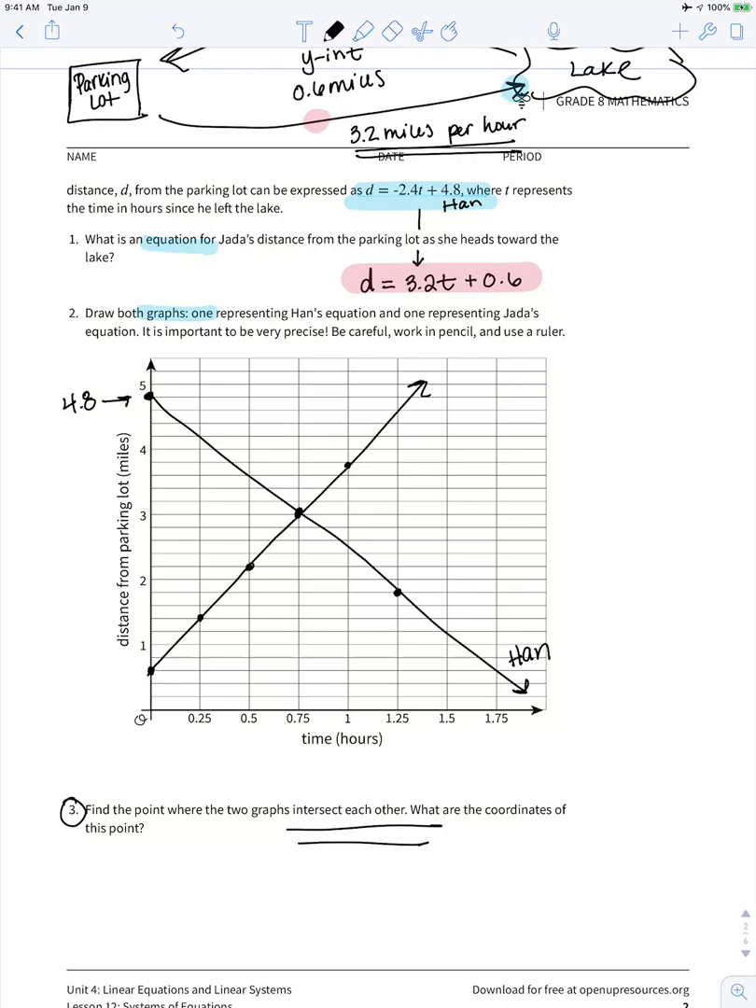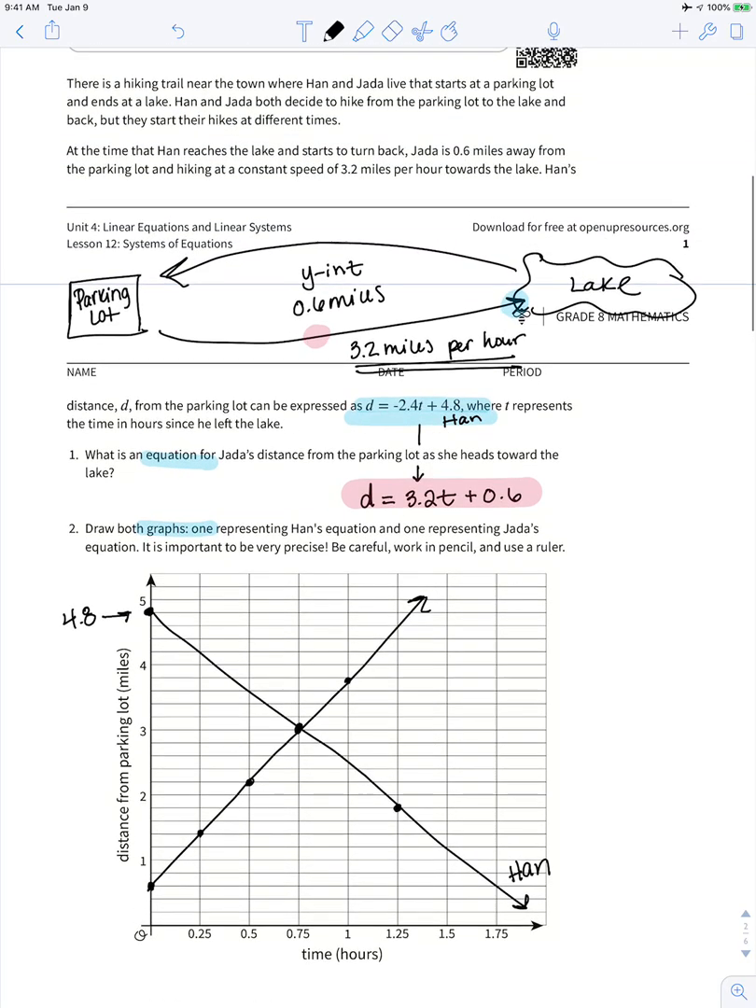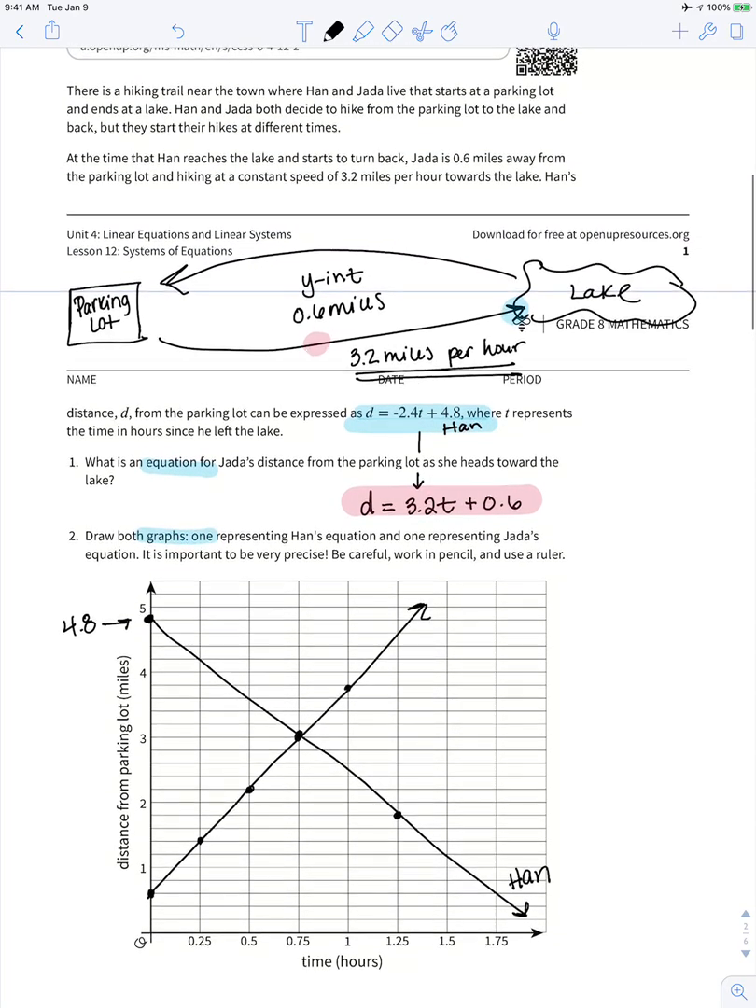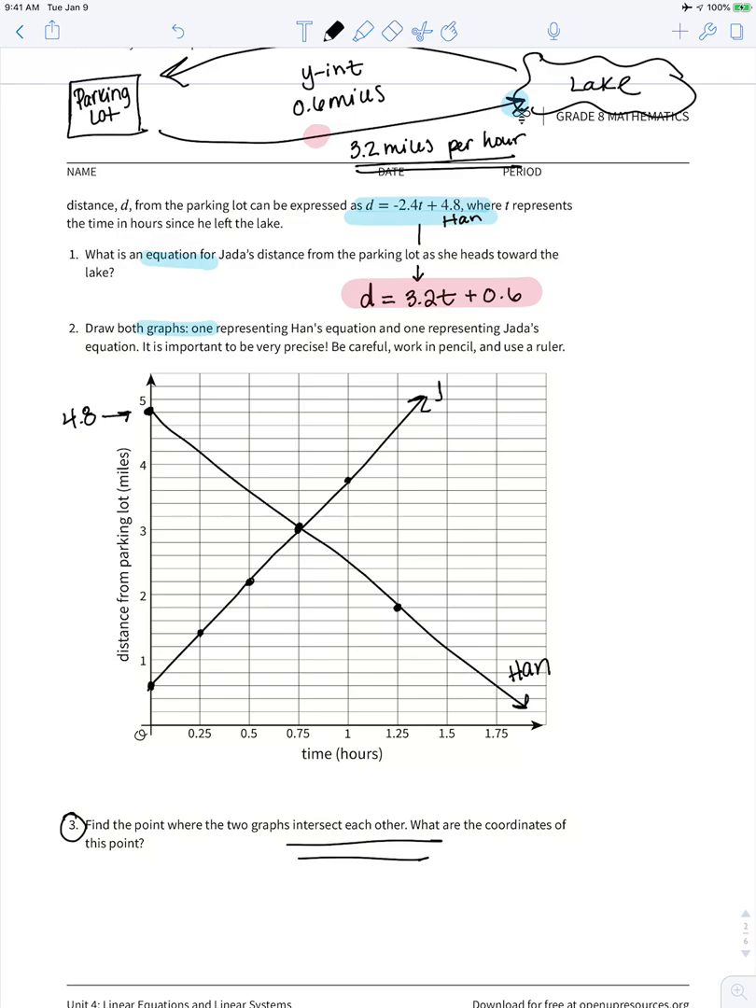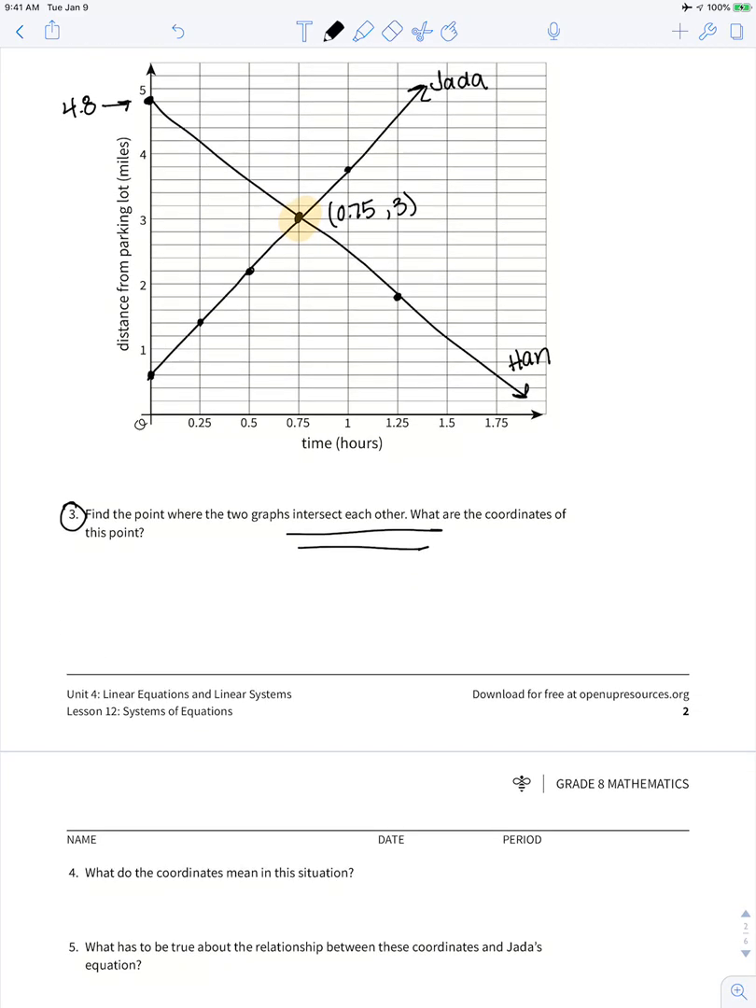And now you'll see, this is, what was your name? Jada? Han and Jada. Yes, Jada. Okay, there we go. Oh guys, I hope my sound's on. I haven't checked. Okay, so the point at which they intersect would be right here. And that would be (0.75, 3) would be your ordered pair.